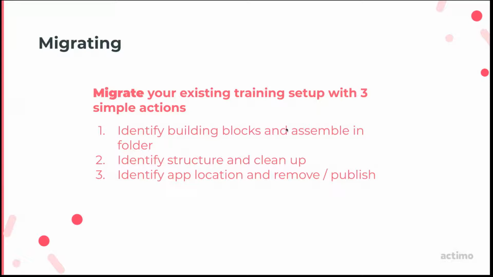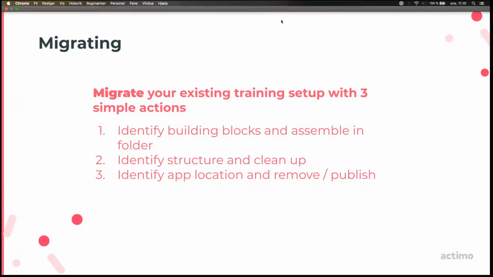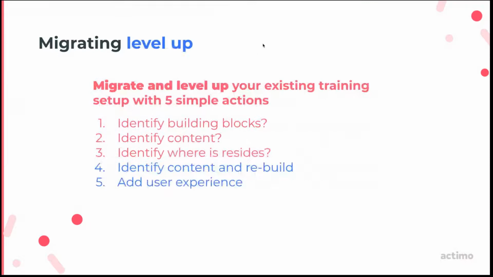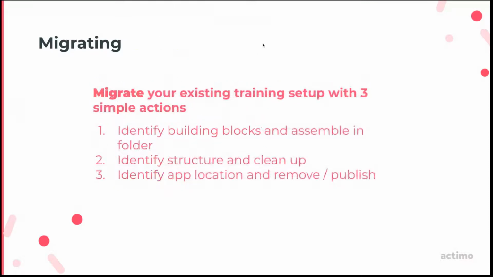And the last thing we're going to do is identify where it is located in the app we have. I'll show you my phone where you can see it. And then we're going to remove and maybe republish in an Academy. And we will also talk shortly about the data. But with these 3 actions, you should actually be able to take something existing and pack it into Academy. So let's try to dive into it here. And the next one you'll see here is when we level up.